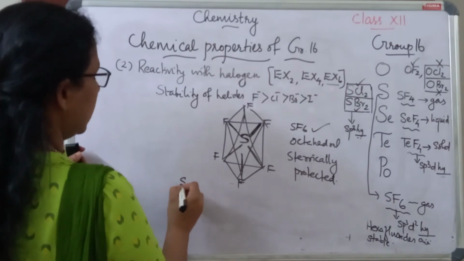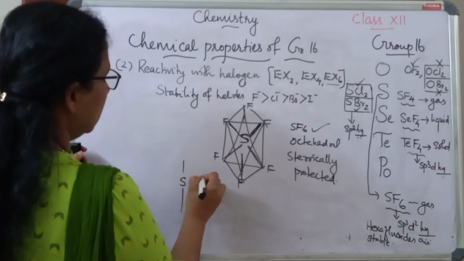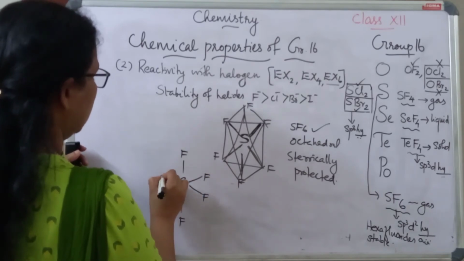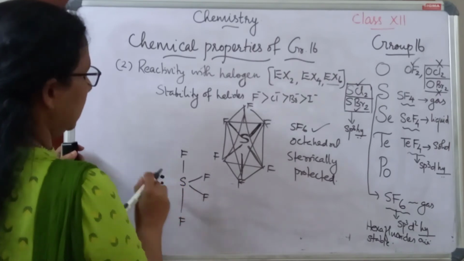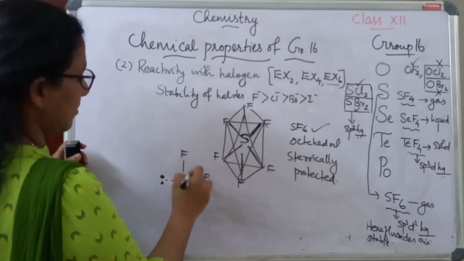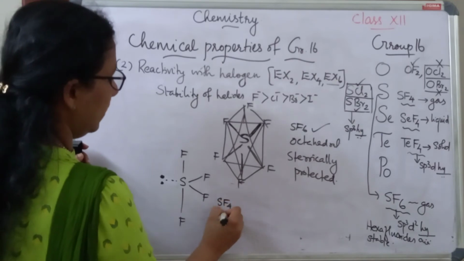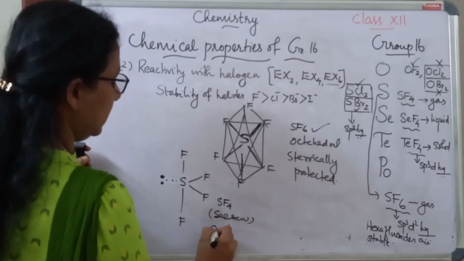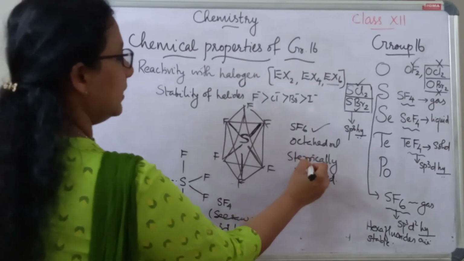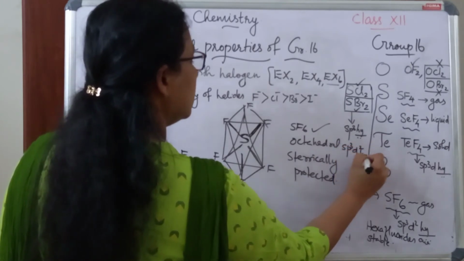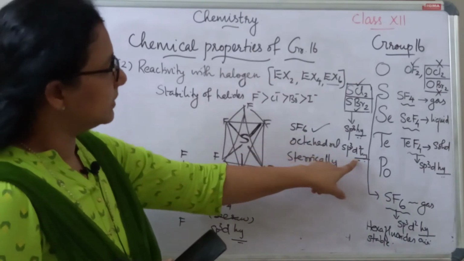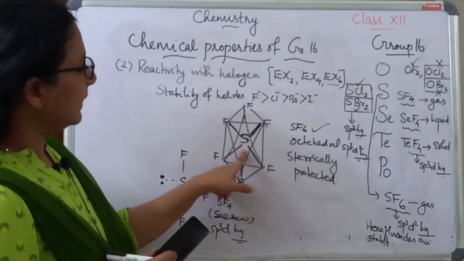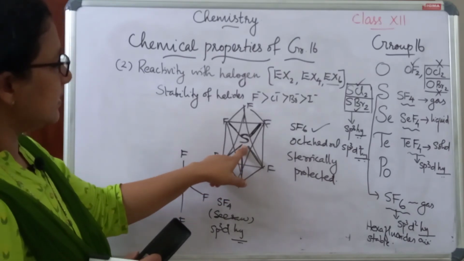So in the case of SF4, we have seen it is having a seesaw structure. So here there will be the lone pair of electrons and this will be the structure of SF4, and this is a seesaw geometry and this is having sp3d hybridization. Here it is octahedral and sp3d2 hybridization. So these points are important. SF6 is octahedral and sp3d2 hybridization. This sulfur is sterically protected and it is crowded with all the fluorine atoms and this is kinetically inert. So this is an inert molecule or this is a stable molecule.